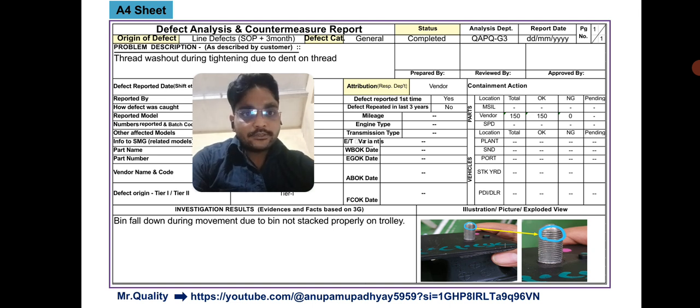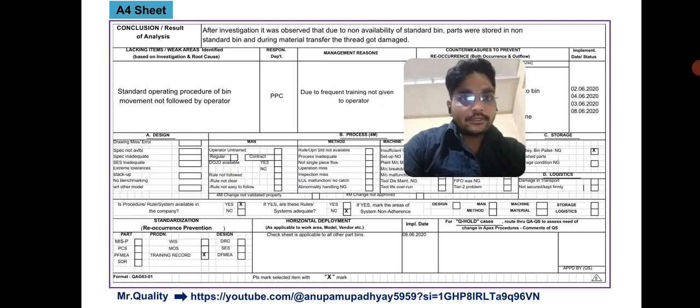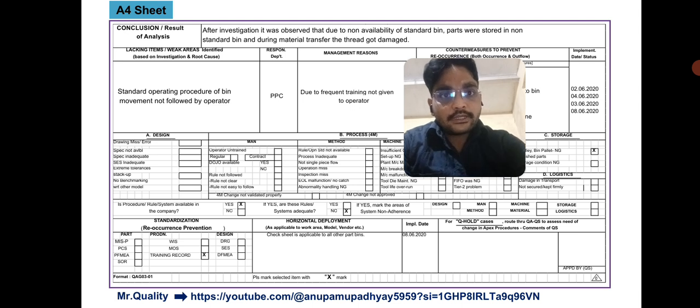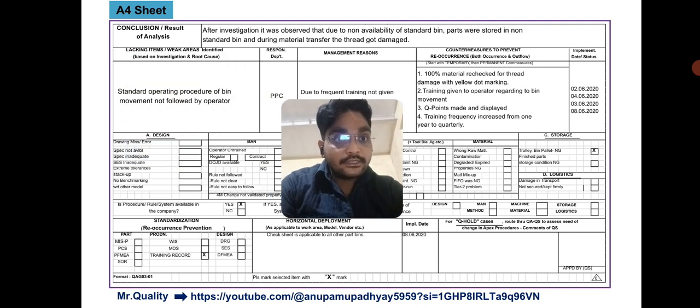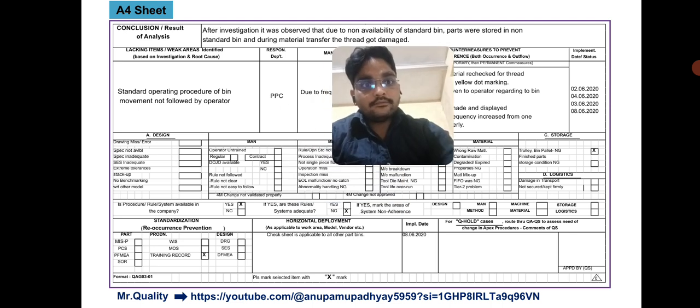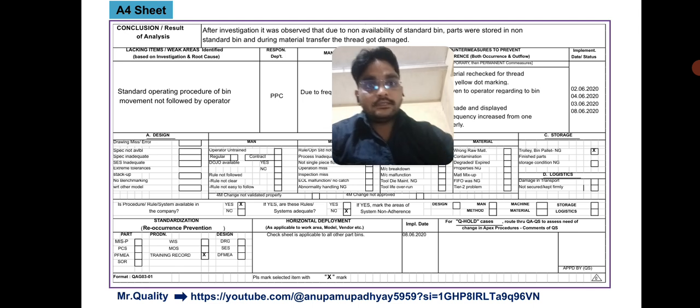Now the next step is to investigate the result. What is before, what is after, and the conclusion of the result and analysis. Now what are the actions, what are the reasons, meaning the management reasons, and what are the countermeasures to prevent reoccurrence of that problem that should be taken. And the implementation in the system, like control plan, FMEA, and WI, like OPS, should be mentioned in the next step.